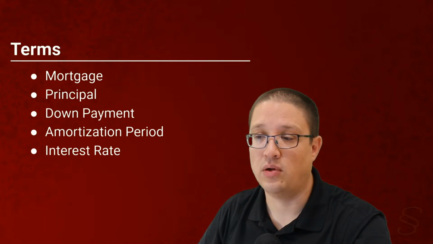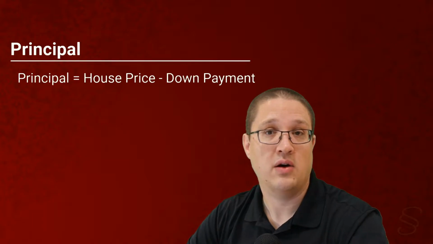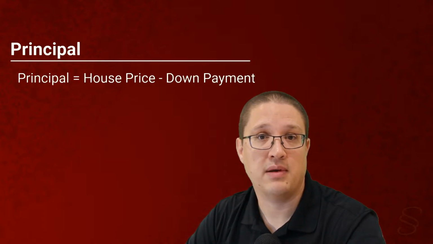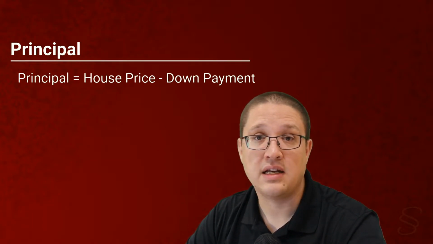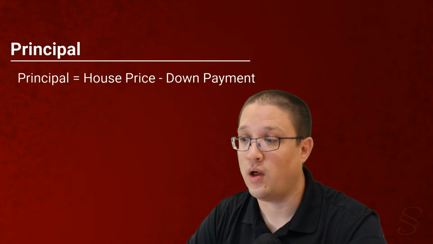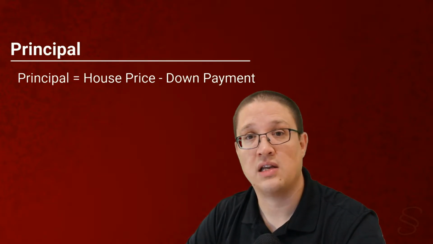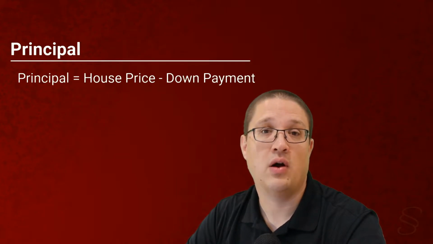Now, your principal, you can calculate using this simple formula. You take the house price and you subtract the down payment. Now, this is true for any type of loan. When you're wanting to purchase a car or whether you're wanting to purchase a TV or anything like that, if you're taking out a loan, you take the price and you subtract how much you have saved up, figure out what you need to borrow.